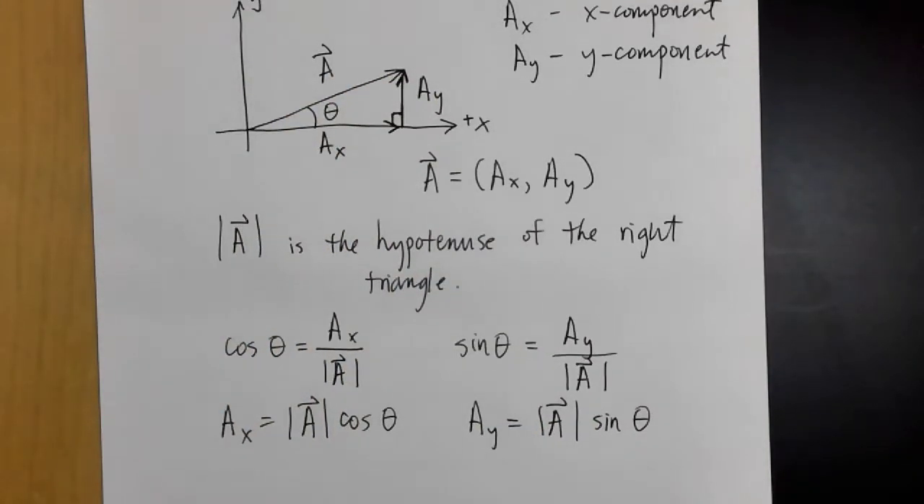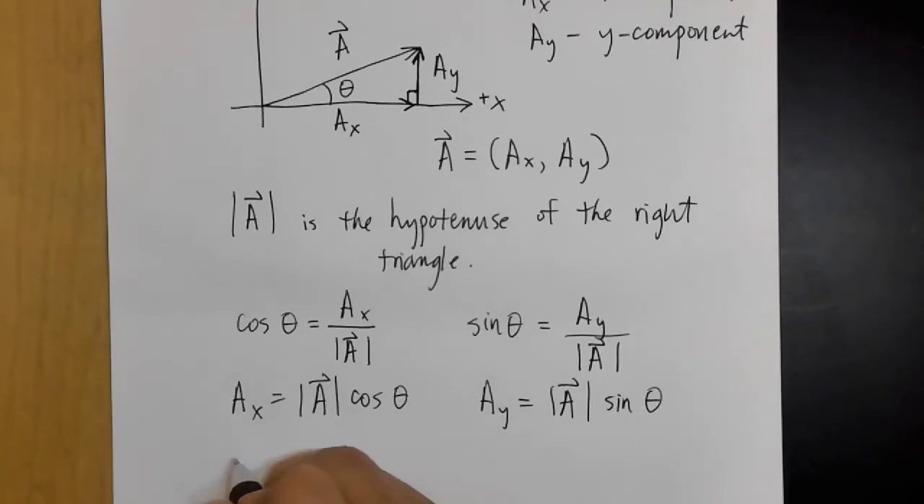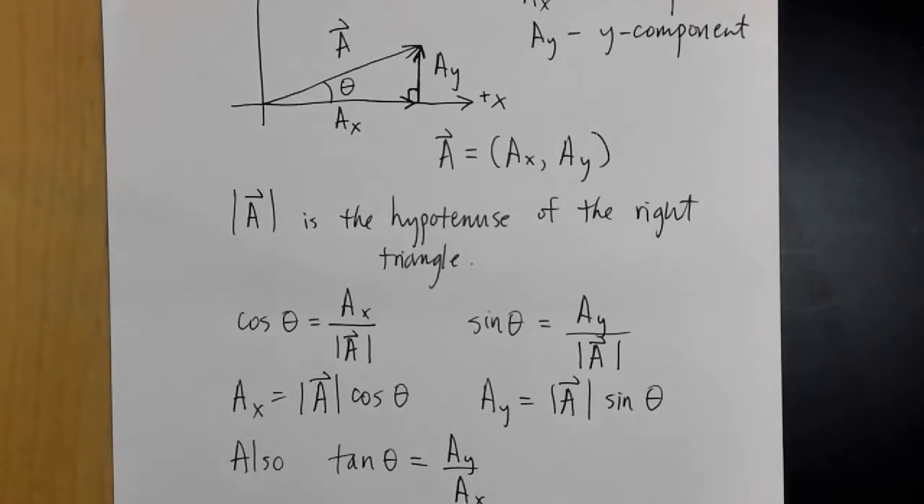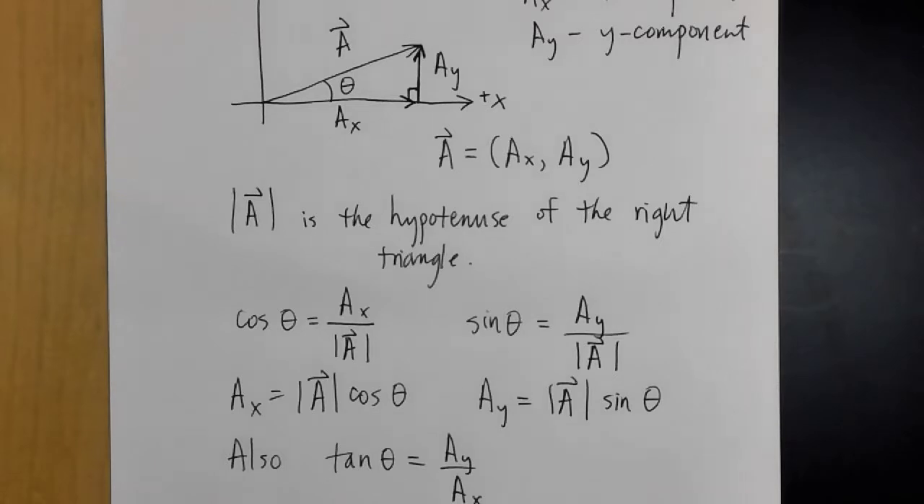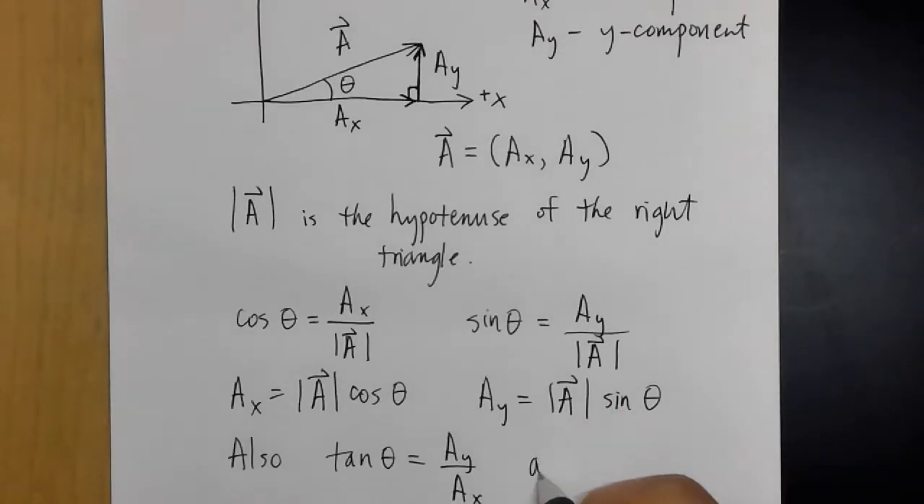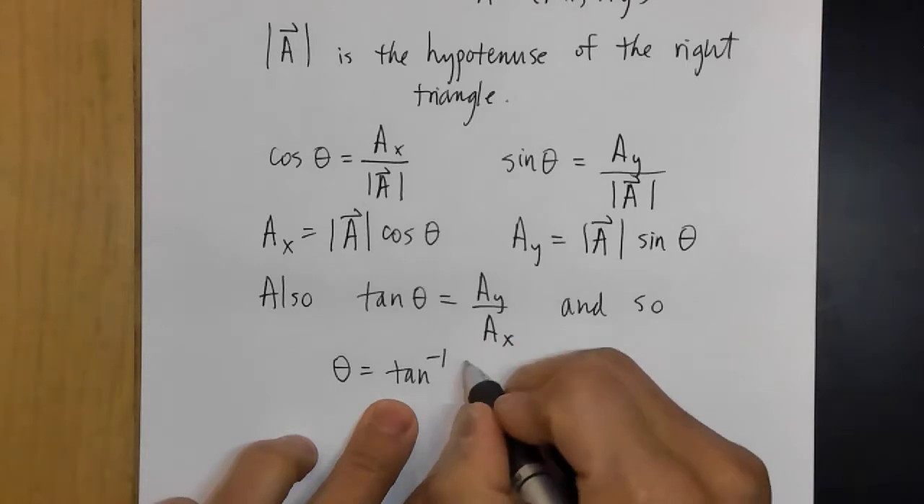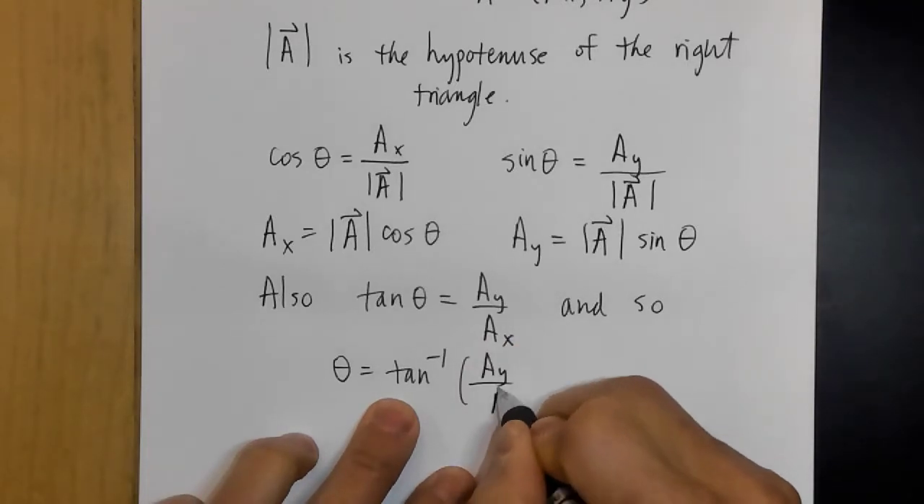Okay, so there's one other thing that I might note also. The tangent function, the tangent, is the ratio of the opposite over the adjacent, so that's ay over ax. And so if you want to solve for the angle, sometimes they'll ask you what is the angle, and so theta is equal to the inverse tangent or the arctangent of ay over ax.